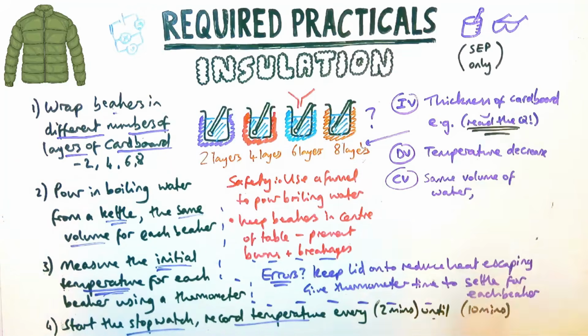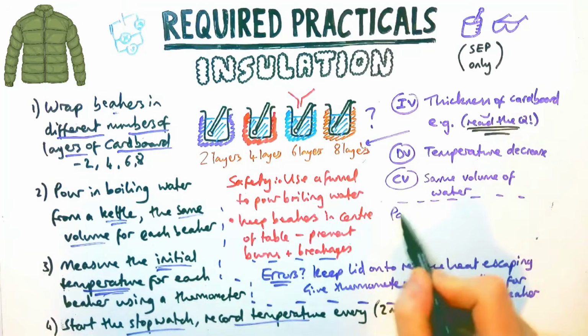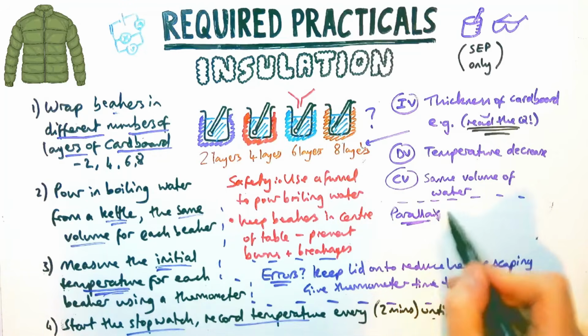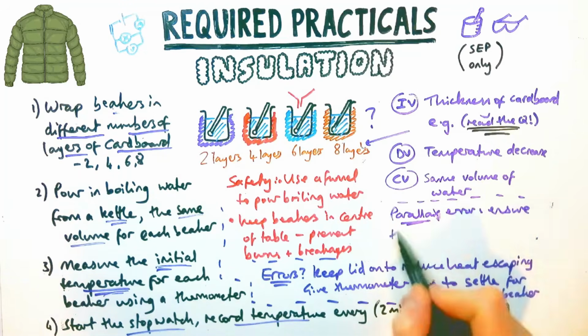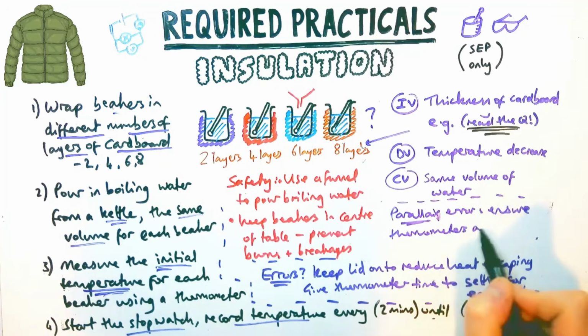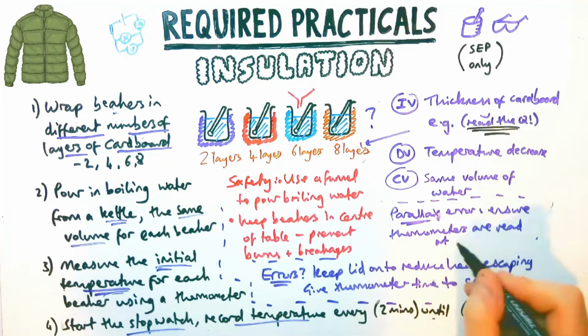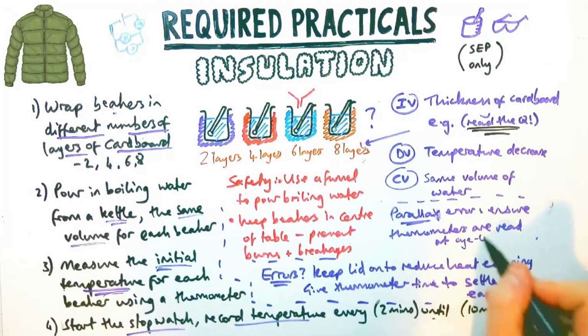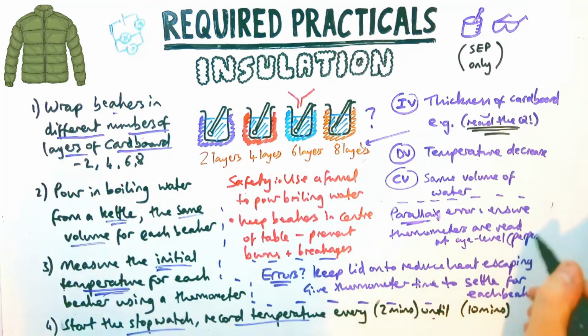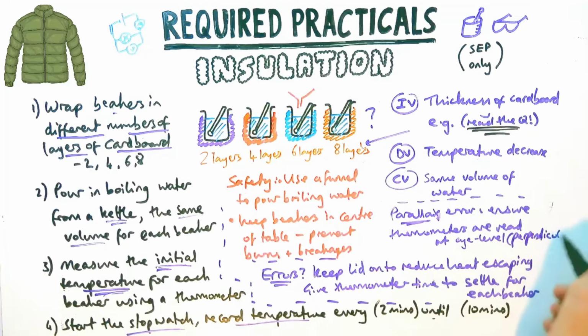So maybe give it a few seconds to rise to where it's going to rise to, rather than just doing it straight away. There's also, when you're talking about thermometers, always parallax error, which means you're not reading it at eye level. So ensure you read it perpendicular to the thermometer to make sure you get an accurate reading.